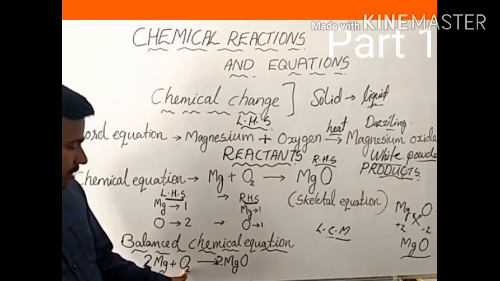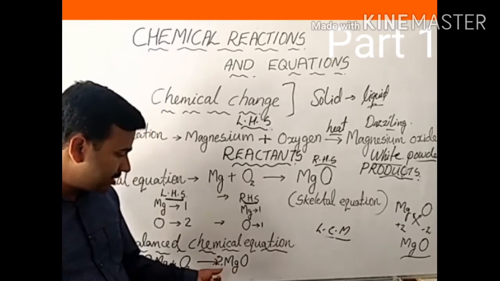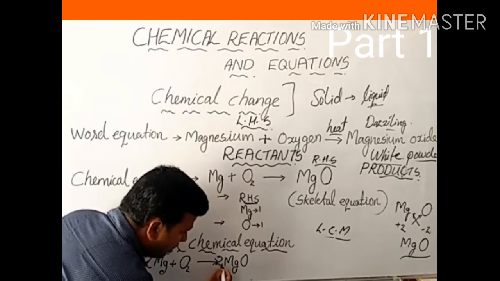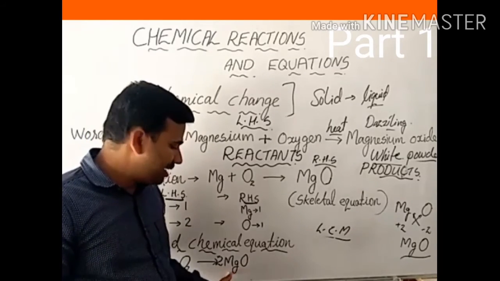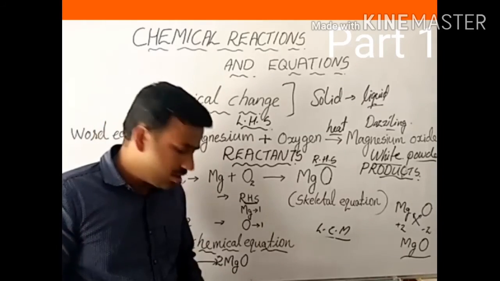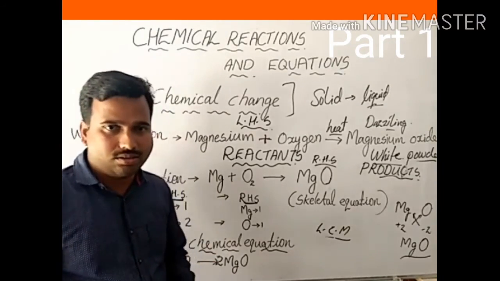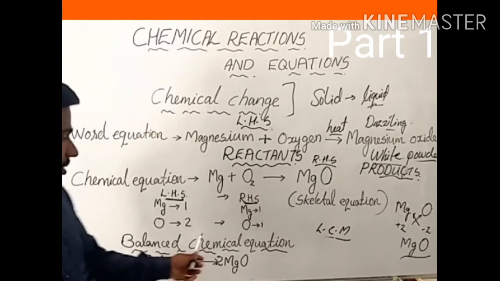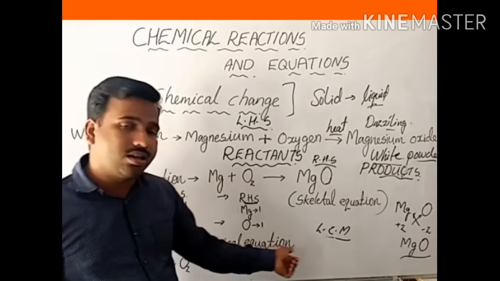And similarly you can see oxygen. Here two atoms of oxygen, and on the right hand side also there are two atoms of oxygen. This 2 is common for both magnesium and oxygen. This 2 is applicable to magnesium and oxygen. So the number now gets balanced. Such an equation is known as a balanced chemical equation.